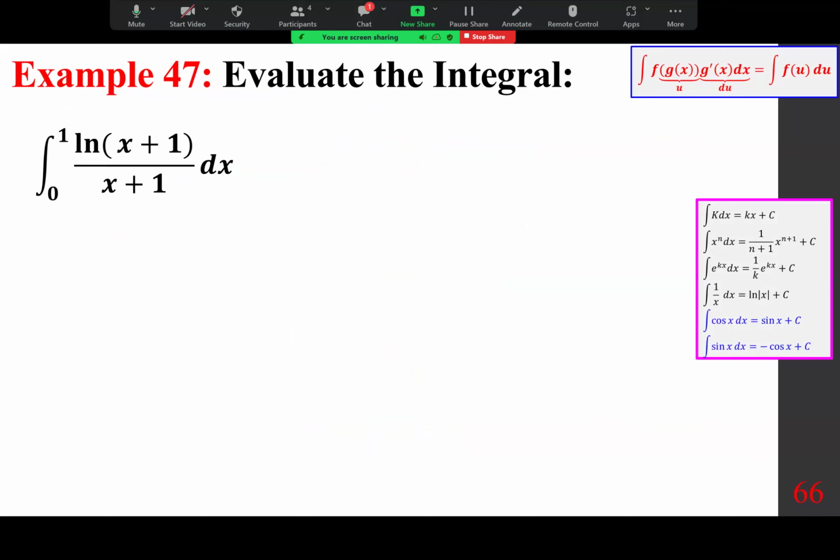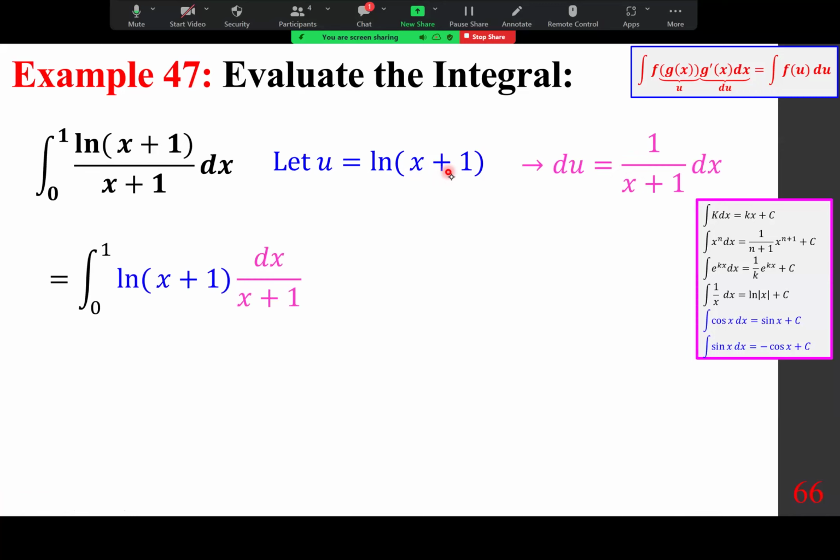Again, we are dealing with a natural log. Anytime natural log is involved, that's a choice of u. The derivative of this is 1 over x plus 1 times 1, because of the chain rule, the derivative of x plus 1 is 1. So the derivative is 1 over x plus 1, which makes du equal to 1 over x plus 1 dx.